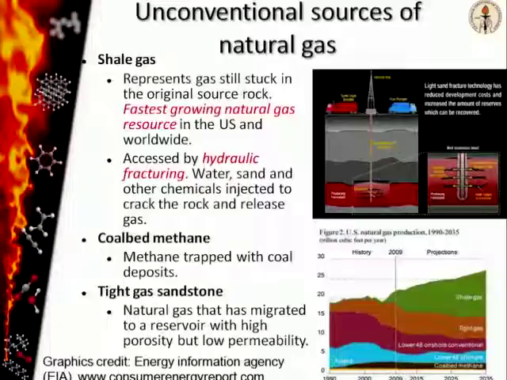Apart from shale gas, you also have methane, which is trapped in with coal deposits, as well as some which is trapped in sandstone. The chart over here shows the production of natural gas in the United States over the last 20 years, and also projected for some years into the future. What you can see here is that the production of conventional natural gas, which is shown in this color here, has tapered off a little bit and is expected to decrease over the coming years, while the production of shale gas is what is contributing the major amount of natural gas that is extracted in the United States.